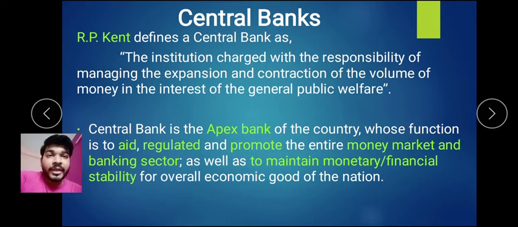So R.P. Kent says everything, expansion and contraction of money, should be done for the welfare of the general public. Or in simple sense, the central bank is an apex bank. Apex means the topmost bank of the country, whose function is to help, regulate and promote the entire money market. You need to regulate and check the money flow so that the banking sector gets more money and people have money in their hands, as well as to maintain monetary and financial stability over the economic goals of the nation.